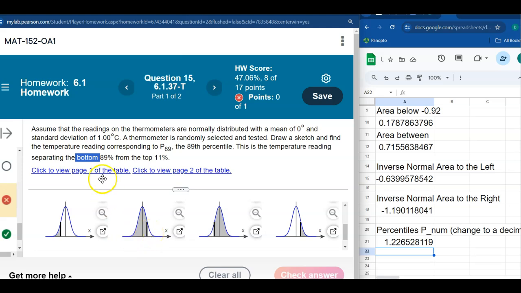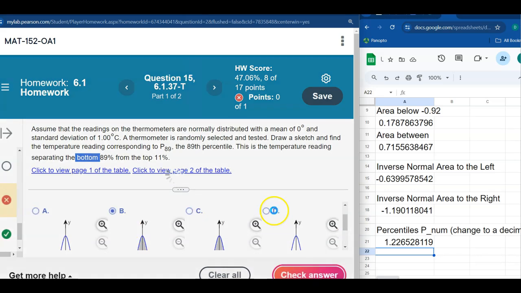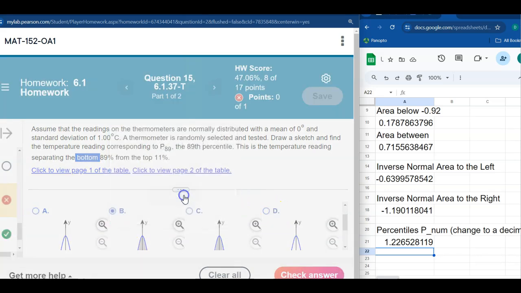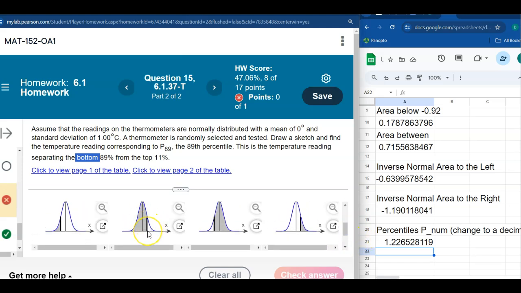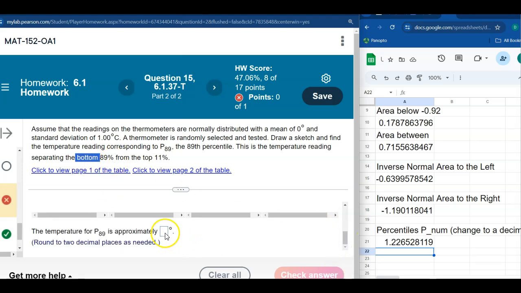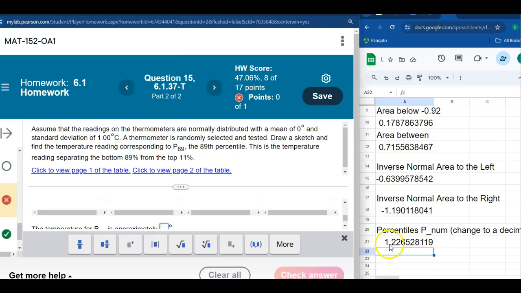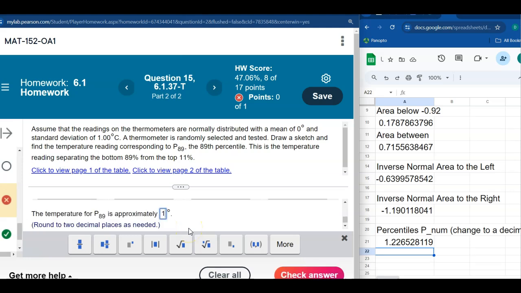All right, and it's got to be below, bottom 89. So we're shading off into the left tail. So that's the bottom 89. So that's the one we want. That's B. And then it wants to know after you get that, what is the number? Where is that black line for this area to be 89% or 0.89? And the answer is that number that norm.inv gave us, 1.23 rounded to 2 places.